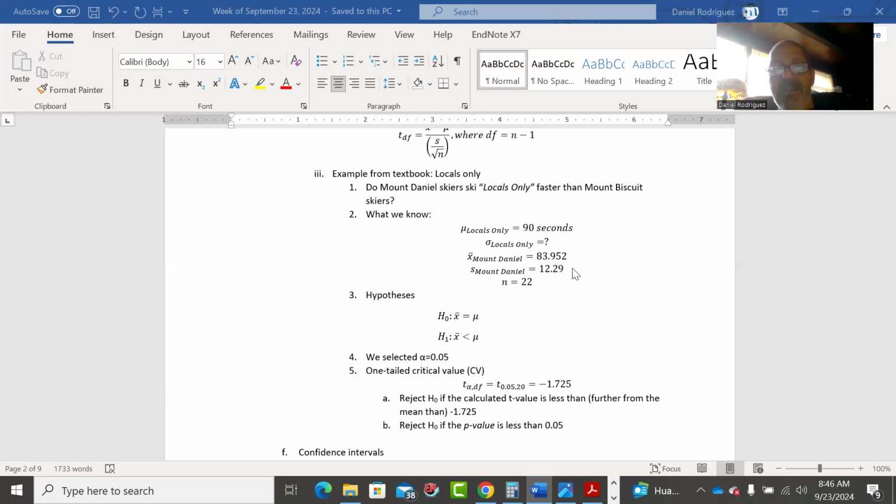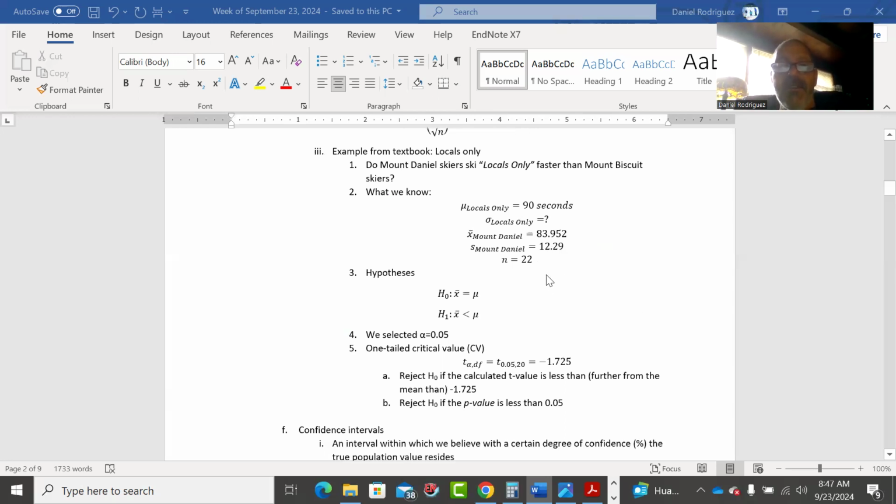So here's our data. We have 22 skiers and we calculated their time down the run. It was 83.952 seconds with a standard deviation of 12.29 seconds. So, just on the surface, it looks like they did better, but we don't know if they're statistically better.